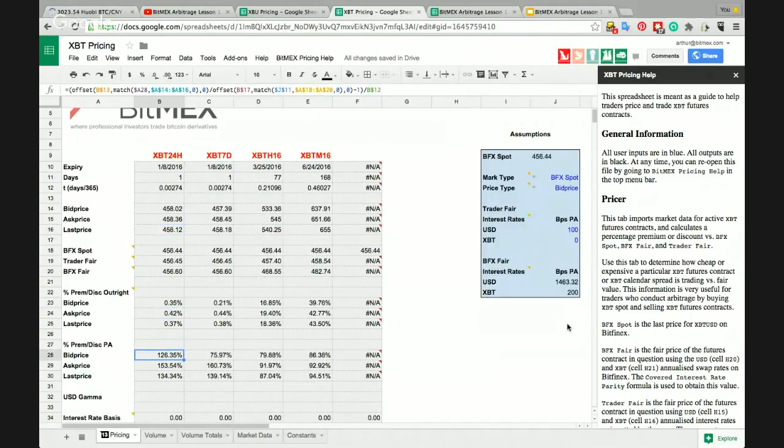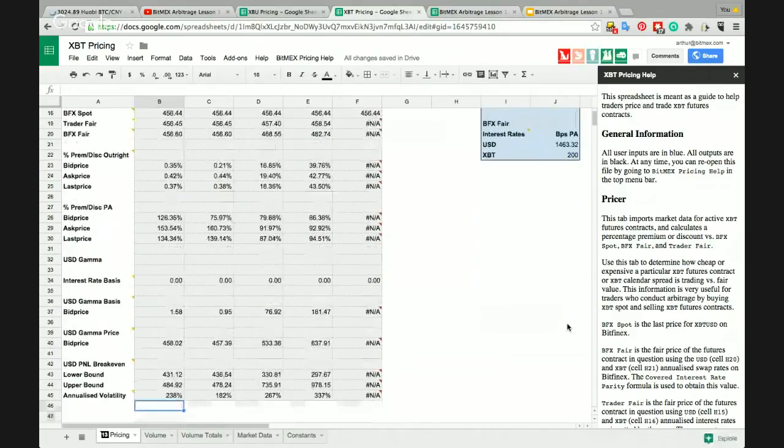I encourage all of you, if you're going to analyze one futures contract versus another futures contract, to always look in annualized terms. And so what do we see here? We see that the daily and weekly contracts are trading at a much higher per annum rate than the quarterly contracts. And we can ignore the US dollar gamma for now. We'll come back to that in later lessons.